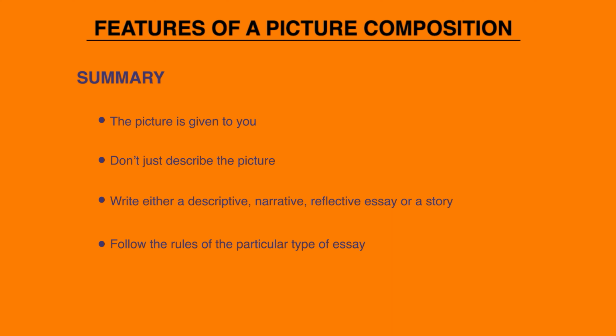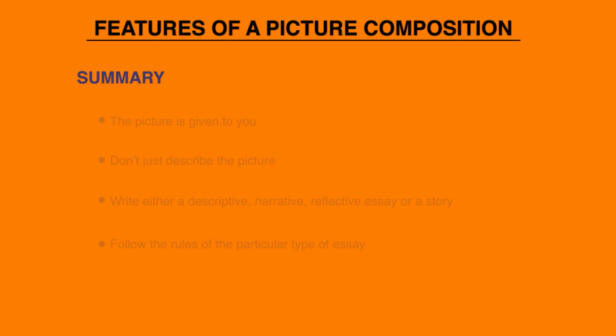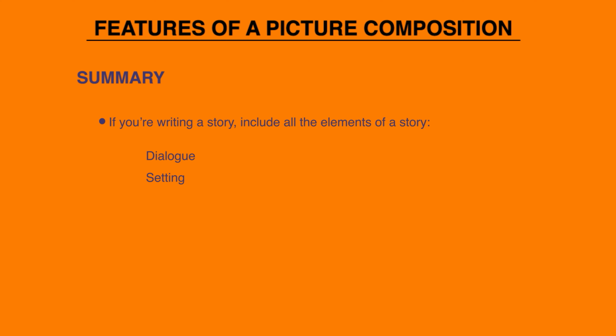So another important rule, which I've already discussed before, let me just repeat. If you're writing a story on your picture composition, include all the elements of the story. Dialogue, setting, character, all of these things are very, very important. More than 2 characters, there have to be sufficient dialogues. You have to write a bit about the setting. You have to write a bit about the appearance of the characters. So exactly as you would write a story.